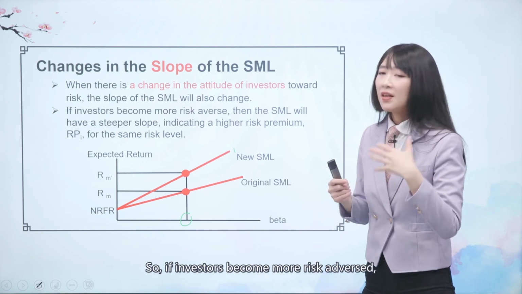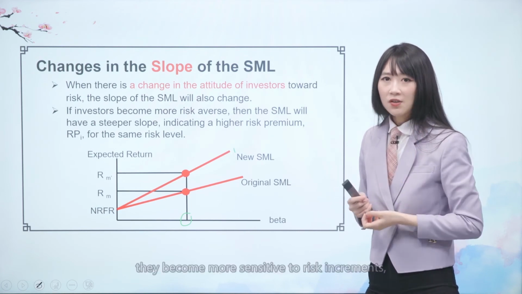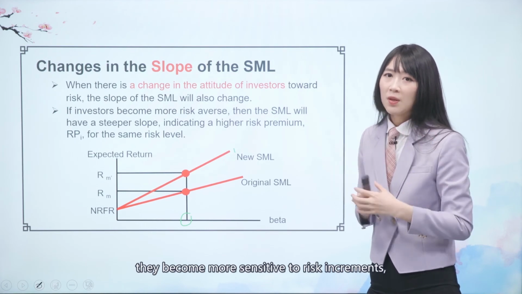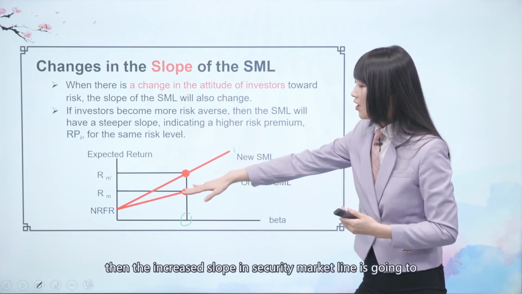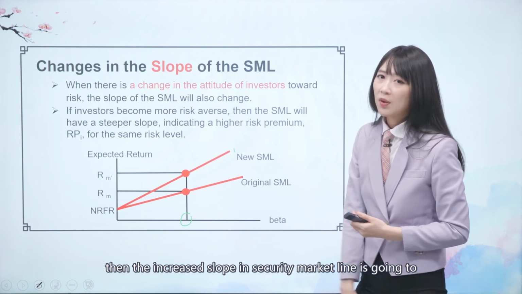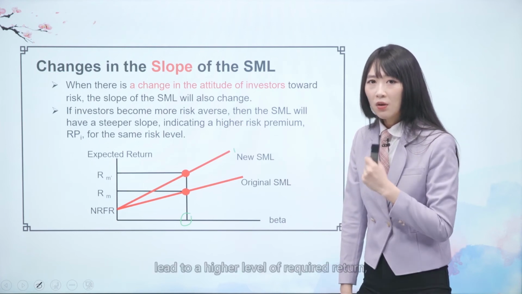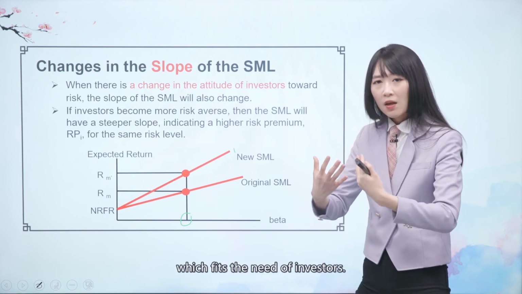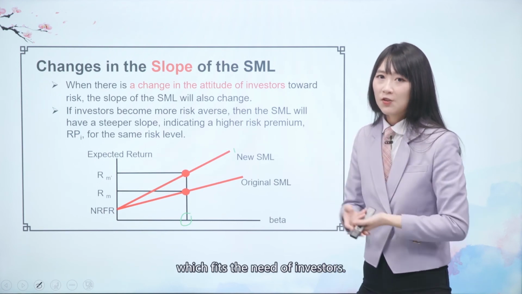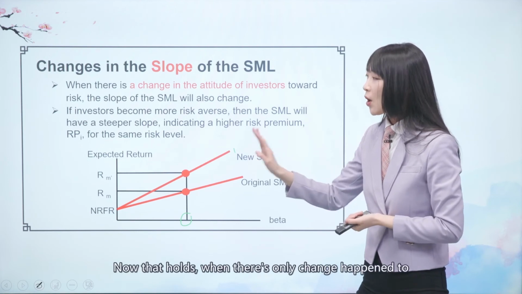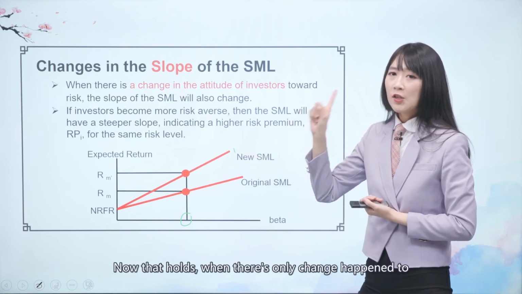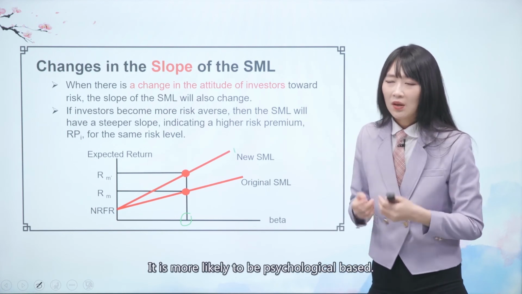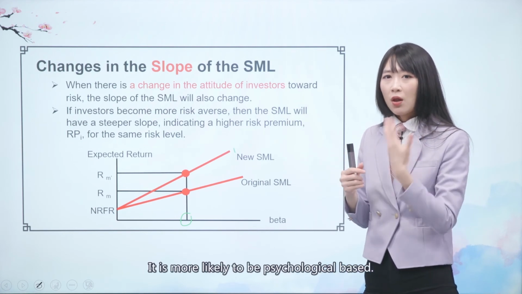So if investors become more risk averse, they become more sensitive to risk increments, then the increased slope in the security market line is going to lead to a higher level of required return, which fits the needs of investors. That holds when the only change is to investors' investment attitude. It is more likely to be psychologically based.